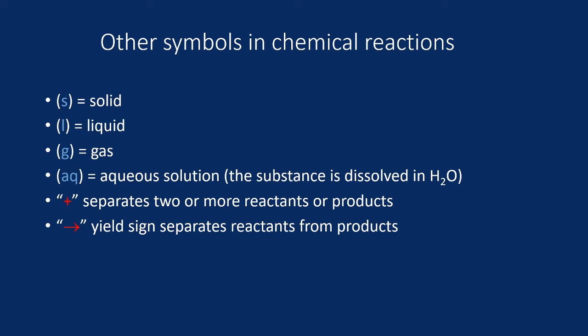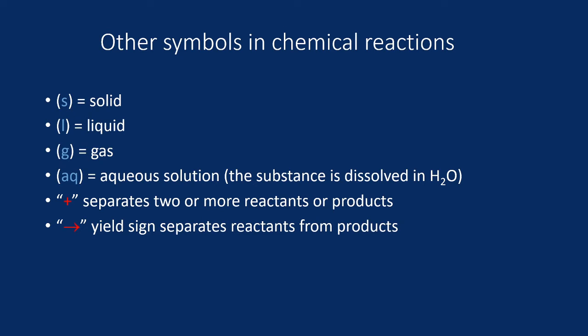Now coming to the symbols which are kept in chemical reactions. The first symbol is S, which refers to solid. If the compound or molecule is solid, we write an S beside it. And if it's an L, it's a liquid, and G as a gas. And if it's AQ, it is known as an aqueous solution. An aqueous solution comes when a substance is dissolved in H2O, which is water.